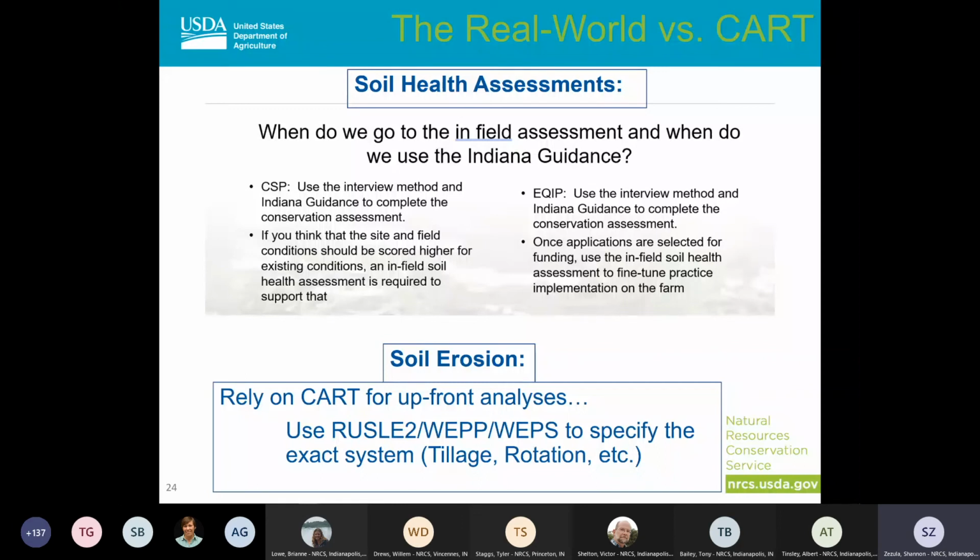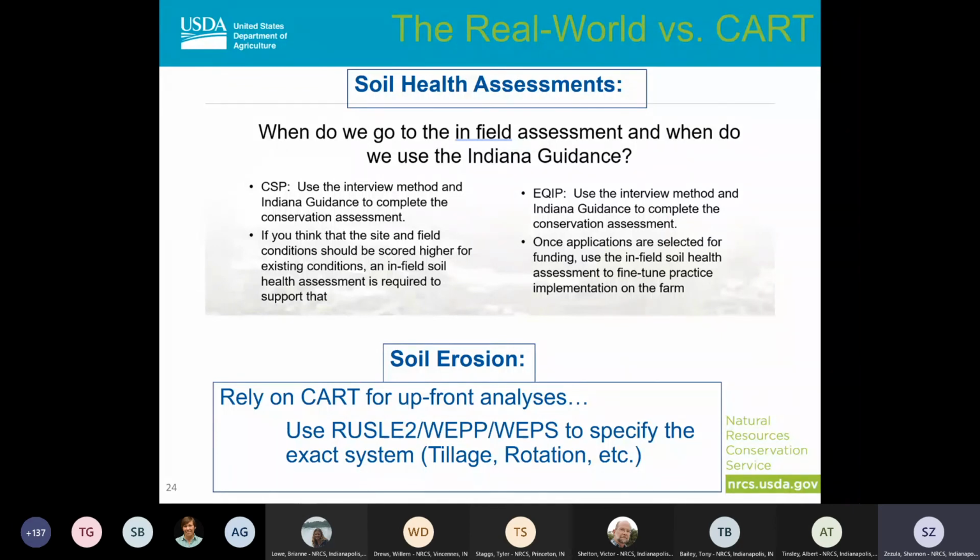CART gives us an answer that Russell 2 used to. So again, we'll use the CART results. It is more efficient for us. We will say, hey, you had a sheet and roll erosion resource concern. You're doing enough practices to address it. That's great. Here's our contract.